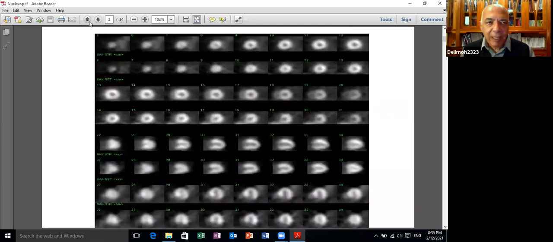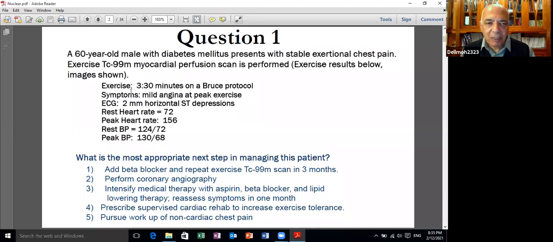But if you go back to the exercise test, you'll find several things. He went just for 3.5 minutes. He stopped at the first part of the second stage.